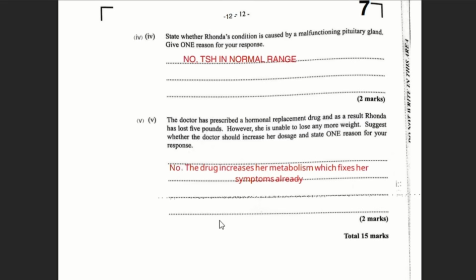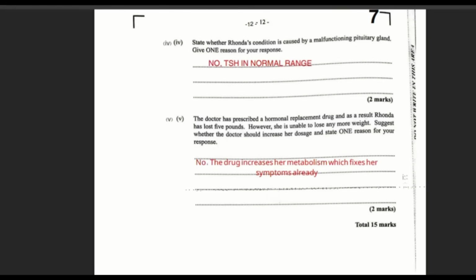When someone has hypothyroidism, it means they are fatigued, tired, and all that comes with it, right? And that is because it affects the metabolism. So taking this replacement drug, the aim is really to fix the metabolism. So that would be the answer. The drug is already fixing her metabolism, and she cannot lose any more weight. So what's the point of increasing the dosage, right?